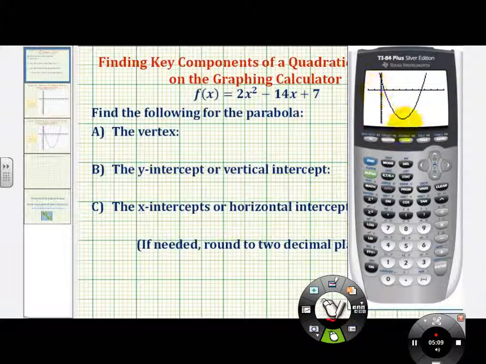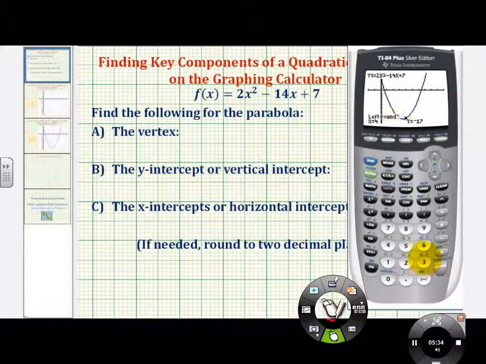Notice how because the parabola opens up, we would find a minimum function value at the vertex. If the parabola opened down, we would have a maximum function value at the vertex. But because our parabola opens up, in order to find the vertex, we'll press second trace and select option 3 for minimum. Again, if the parabola opened down, we would select 4 for maximum.